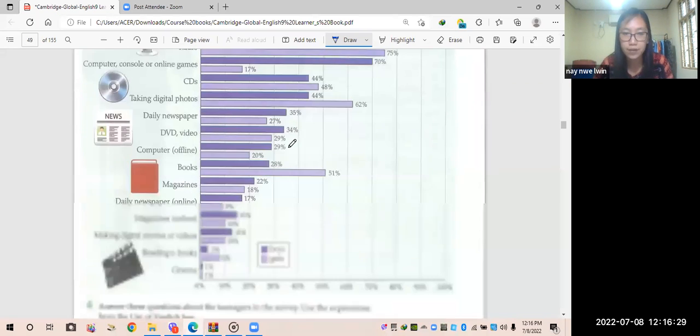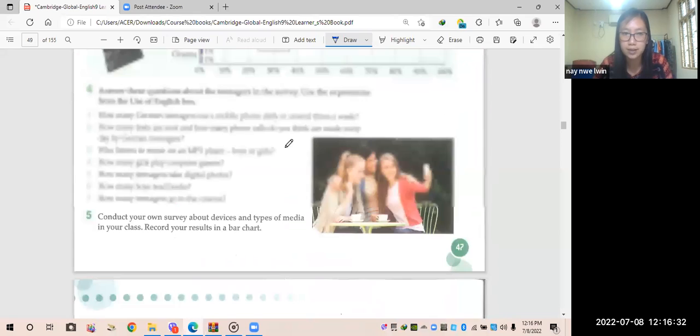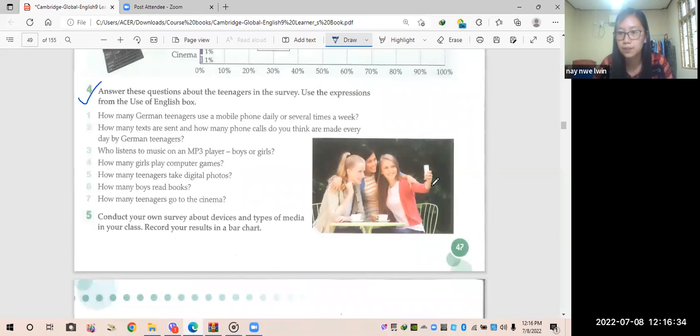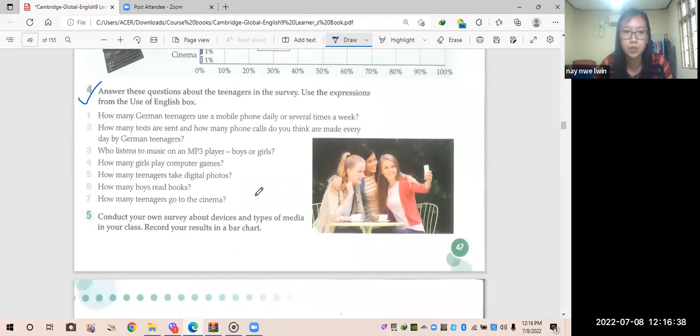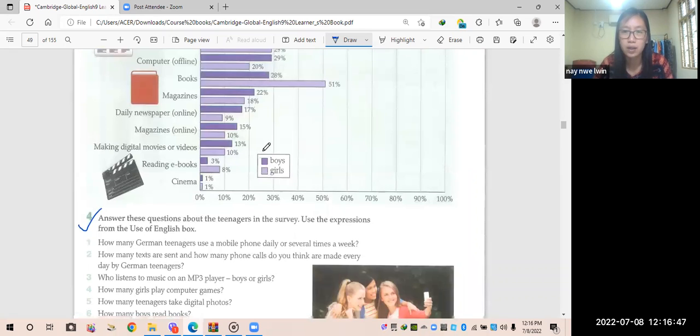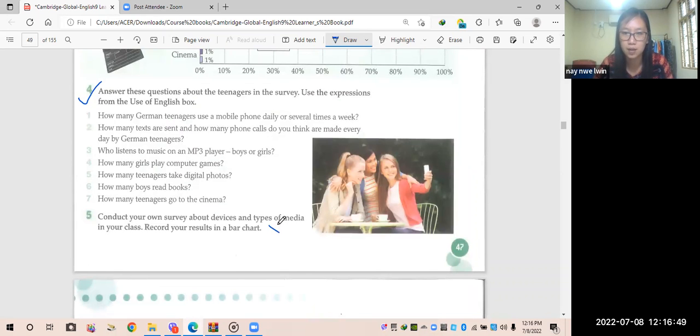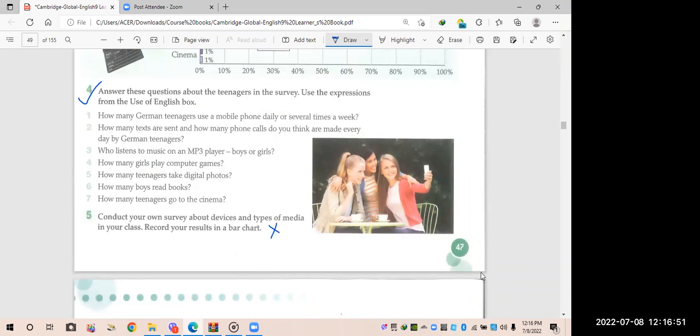Okay, so we have finished number four. Have you got all the answers for number four, everyone? Yes, teacher. Okay, then we'll move to number five. Conduct your own survey on the types of media in your class. Record your result in a bar chart. So you have to draw the bar chart. I want to skip this one. Is that okay? Sure. Okay, teacher.